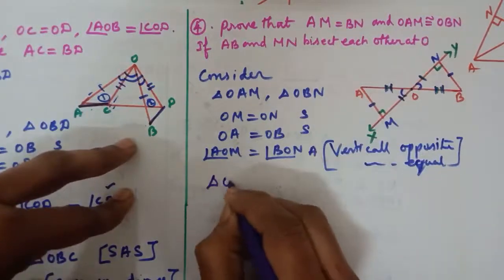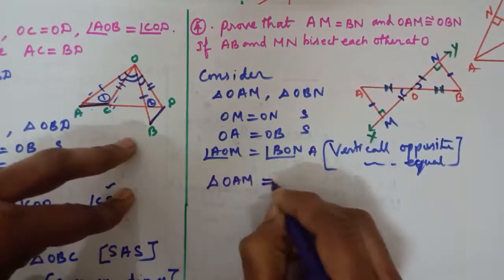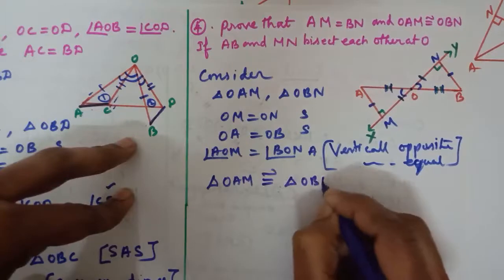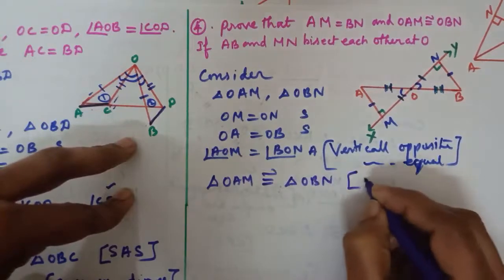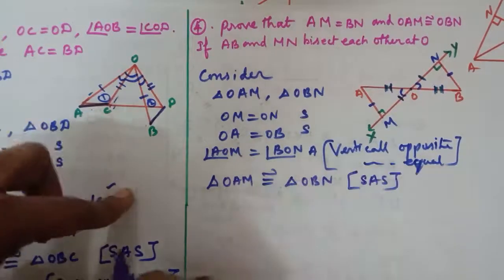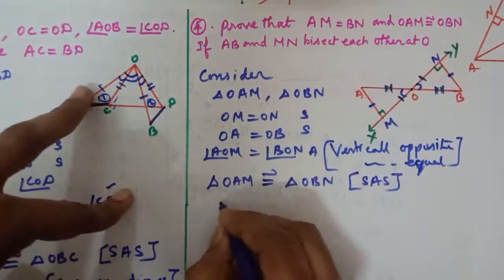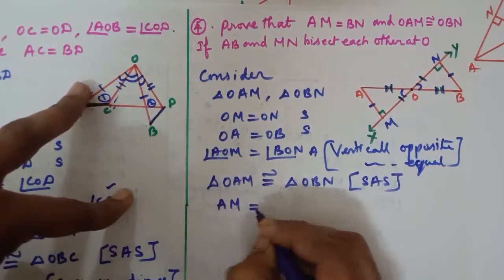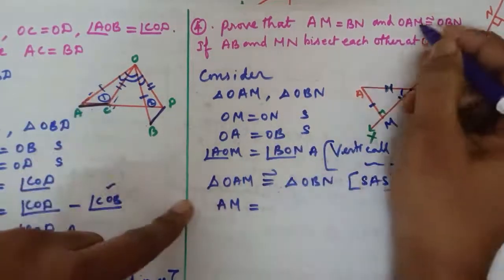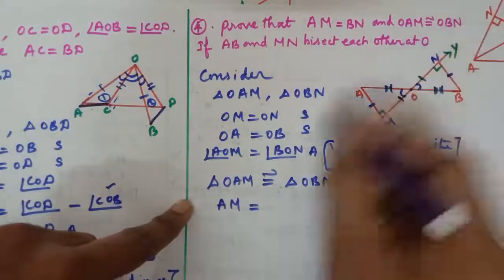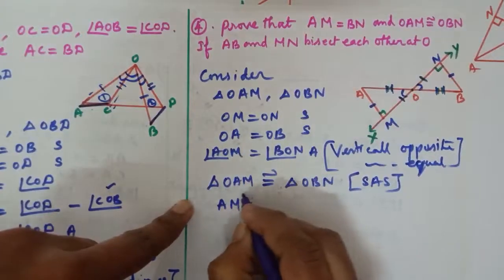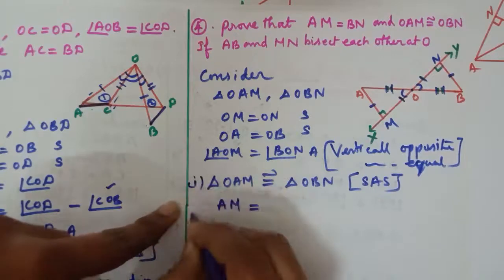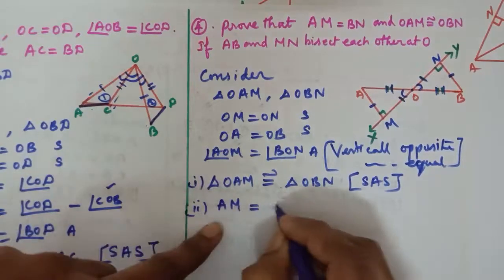Okay, triangle OAM is congruent to triangle OBN by using the SAS congruence rule. Now we can easily say angle OAM equals angle OBN, which we had to prove. Hence we proved it, and the first subdivision is over. Second subdivision, AM is equal to BN.